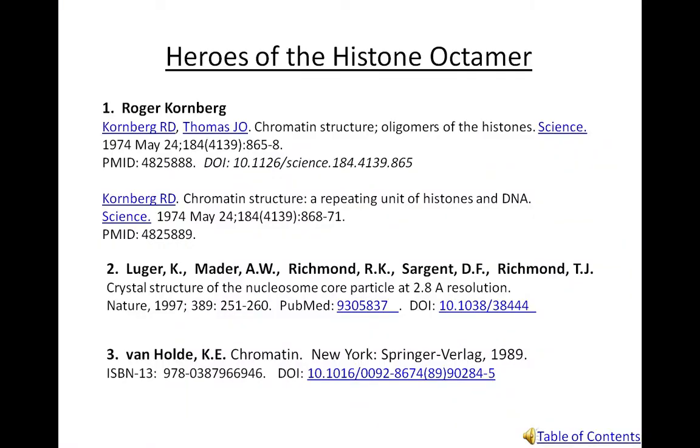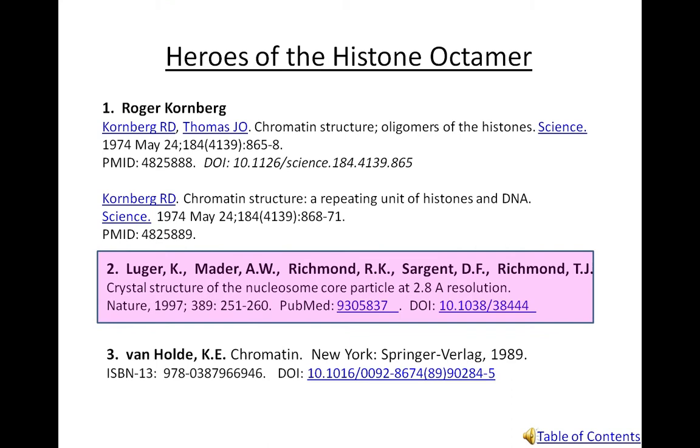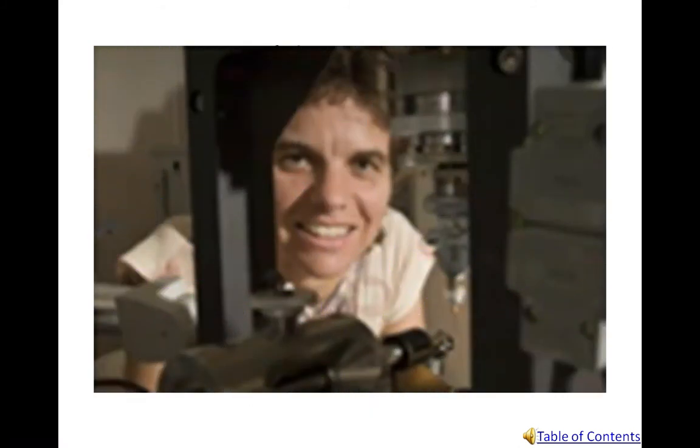Our second hero, or heroes, are the team of Luger et al., whose 1997 crystallographic study of the histone octamer core structure both confirmed and precisely defined the Kornberg model. Pictures of the structure can now be found in essentially every textbook of molecular biology, and Luger et al. remains, to the time of this writing, the definitive publication on the subject.